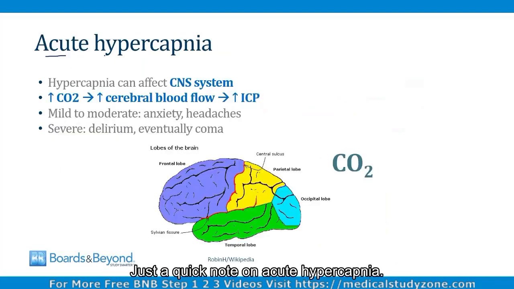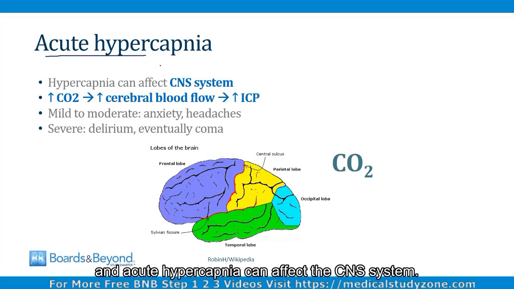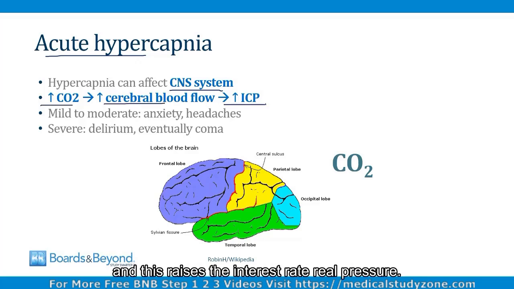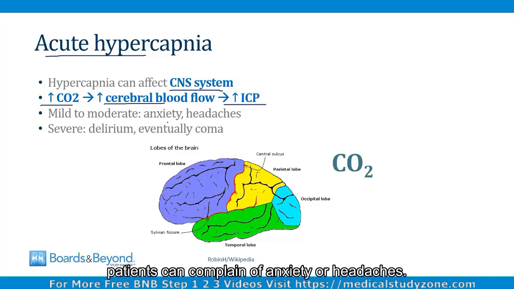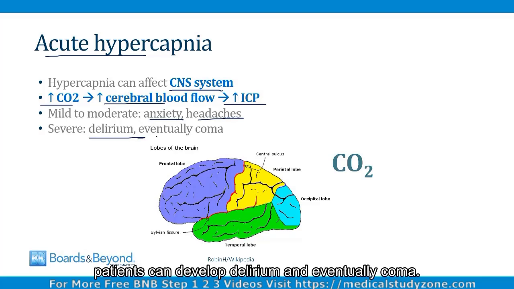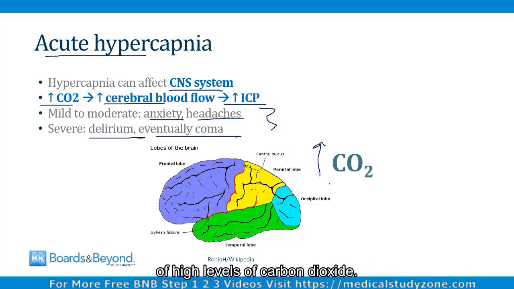Just a quick note on acute hypercapnia. Hypercapnia is an elevation of the plasma CO2 level, and acute hypercapnia can affect the CNS. Carbon dioxide is a major regulator of central nervous system blood flow. So when the CO2 goes up, there's increased cerebral blood flow, and this raises the intracerebral pressure. If the increase in CO2 is mild to moderate, patients can complain of anxiety or headaches. On the other hand, if the rise in CO2 in acute hypercapnia is severe, patients can develop delirium and eventually coma. These effects on the brain are sometimes collectively called CO2 narcosis, and they're all central nervous system effects of high levels of carbon dioxide.